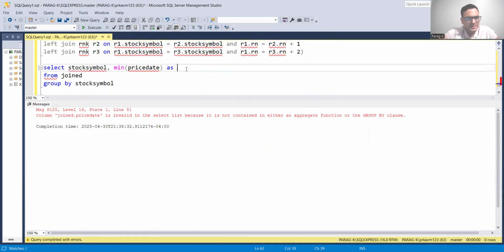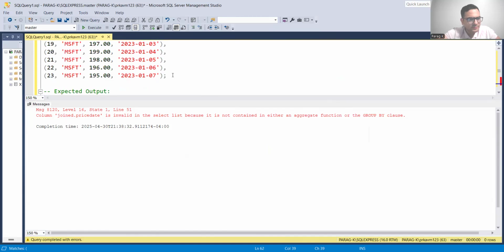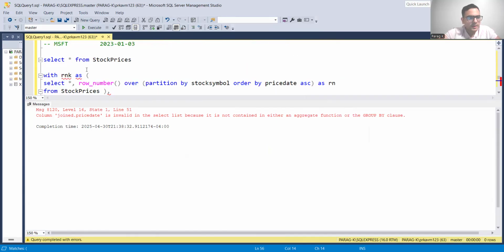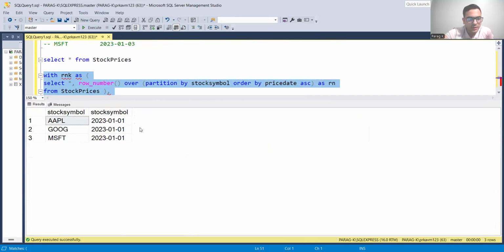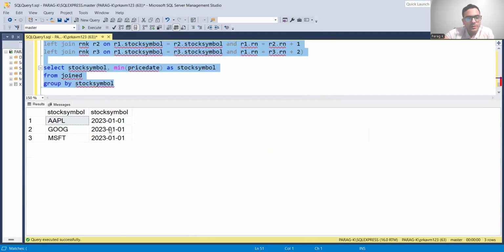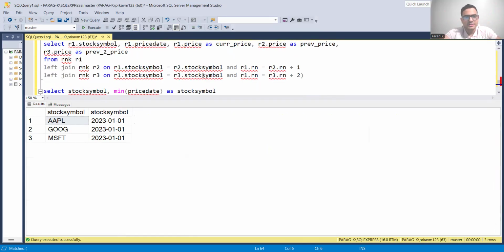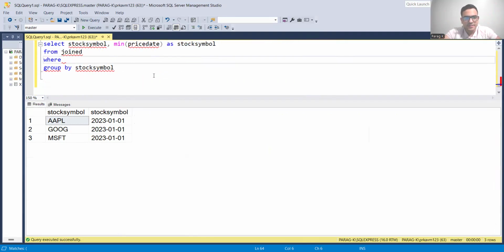Okay. What is the price date? What do you want as stock symbol? Okay. Stock symbol. Now, the question is not over yet, okay? Now it's working, right? But we are getting all the first price dates because this is selecting the minimum ones, right? So what it's doing is selecting the stock symbol, doing a group by on that and selecting the minimum price date. But we don't want that. We want a particular thing. There's a reason we did this thing, right?